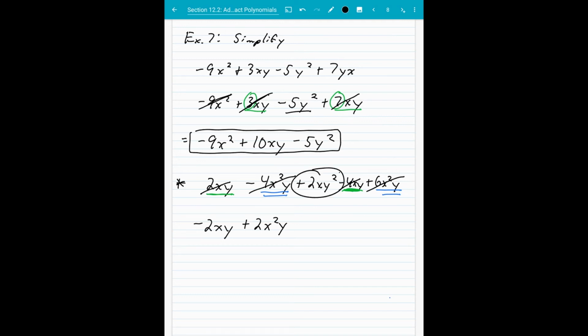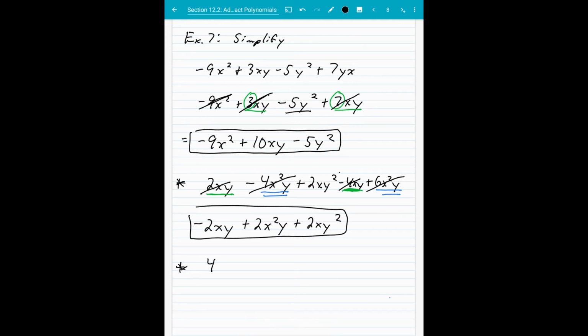The last term is this. Nothing to combine it with, so we can just rewrite it. So paying attention to detail is important. This would be your final answer. I could even have something with just a bunch of different variables, but they have to be the exact same.